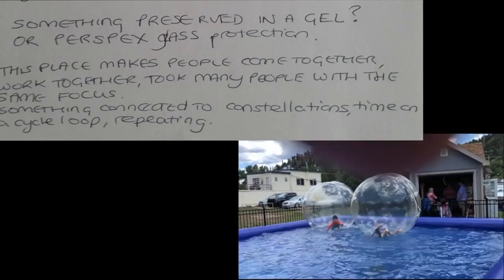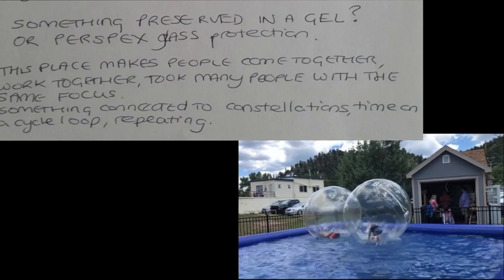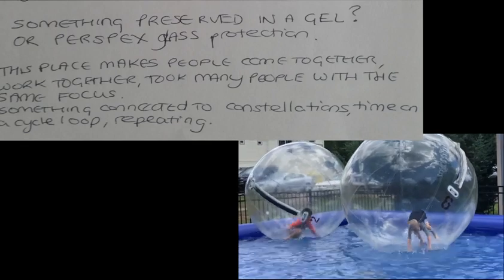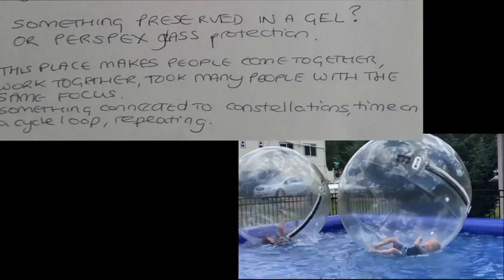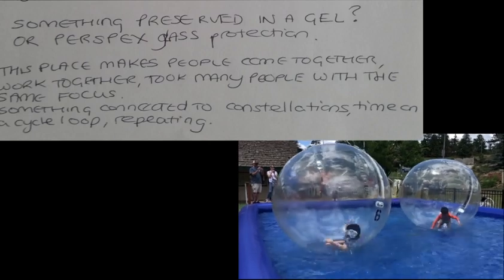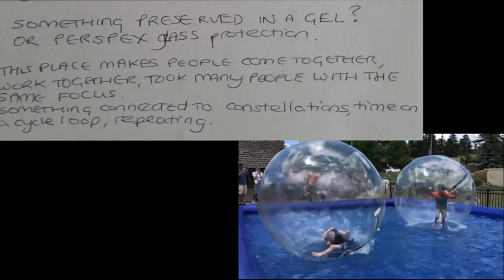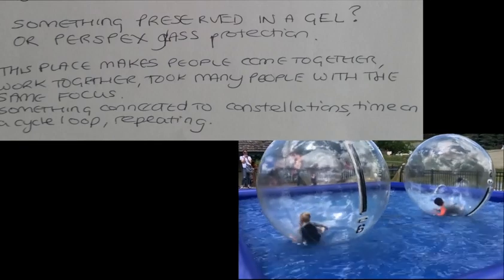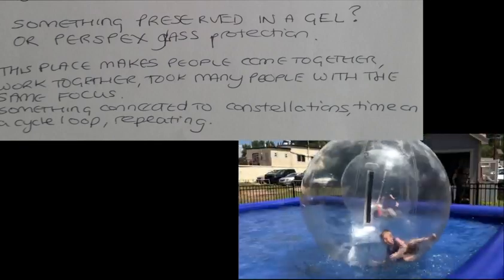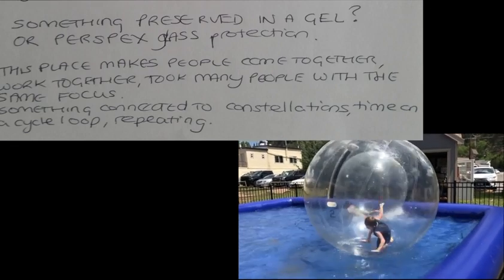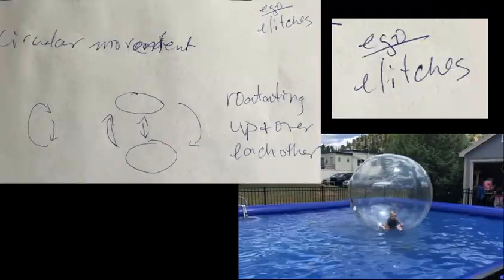This place makes people come together, work together, took many people with the same focus, something connected to constellations, time on a cycle loop repeating. So this is at a fun park, and a lot of people did come together to put this together. It is a place where people come together to have fun. But I want to point out something here. It says something connected to constellations, because this will come up later with other people's notes. So I just want to note it here, the constellation reference.